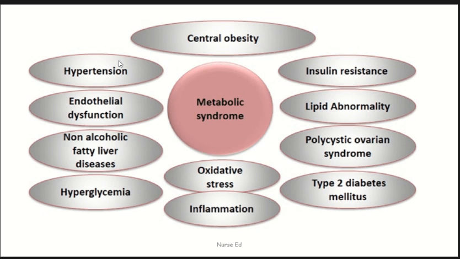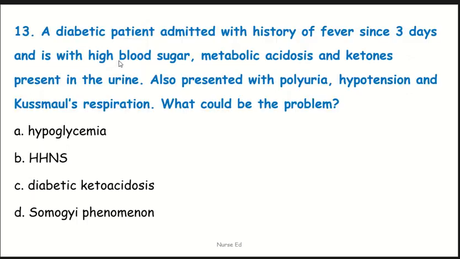In metabolic syndrome, we have central obesity with insulin resistance, abnormal lipid levels, especially very low HDL, very high LDL or triglycerides, PCOD, type 2 DM, oxidative stress with inflammation, very high levels of sugar or hyperglycemia, non-alcoholic fatty liver disease, endothelial dysfunction and hypertension. These are the important key conditions under metabolic syndrome.